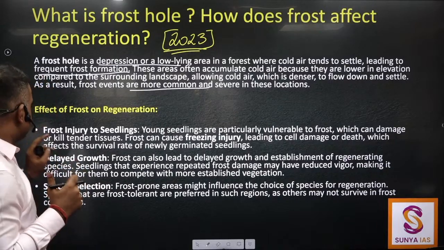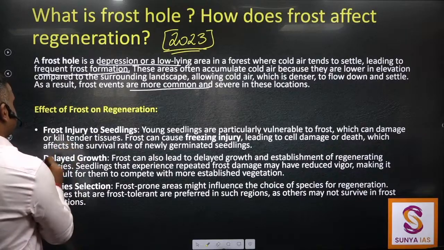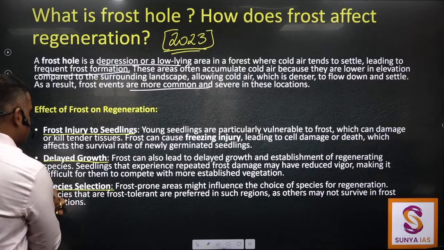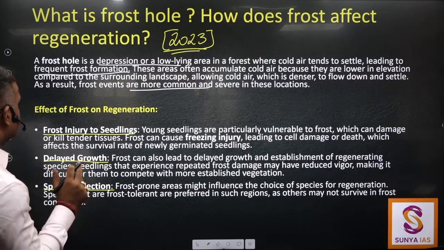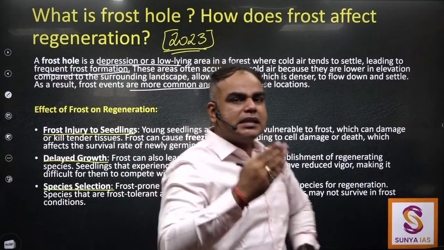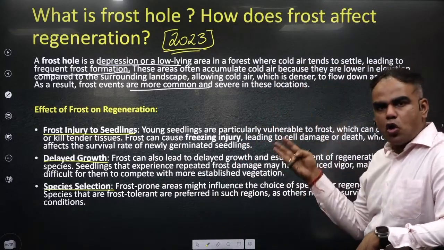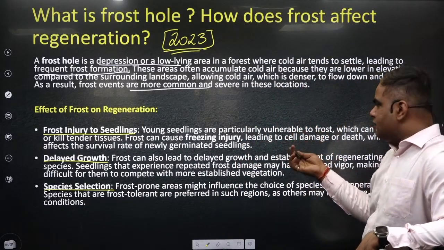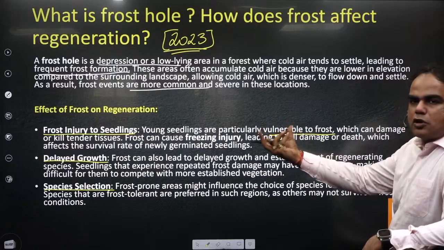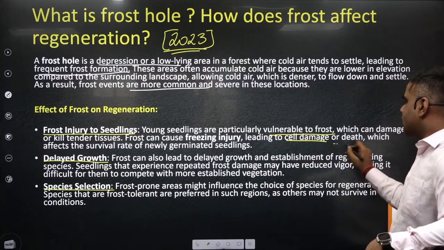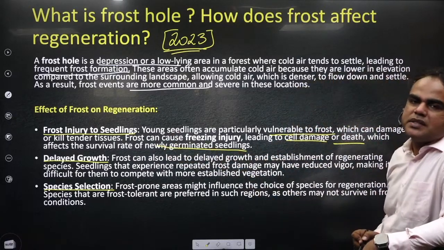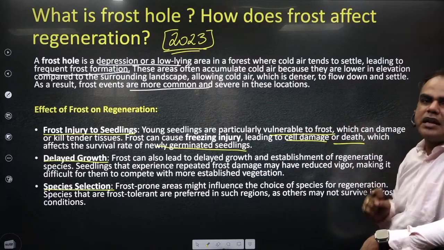So of course we will see there can be frost injuries, there can be delayed growth, and there can be issues in species selection. So frost injuries: when we are talking about very young seedlings, remember seed, seedling, sapling, pole, sawlog, right? Young seedlings will be very much vulnerable to frost. Frost can also cause freezing injuries, cell damage, or even death, which means the survival rate of newly germinated seedlings is going to be impacted by the frost that is present.